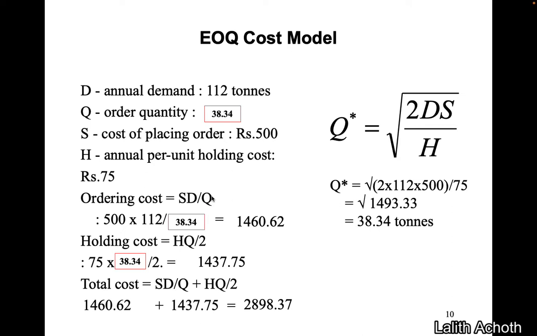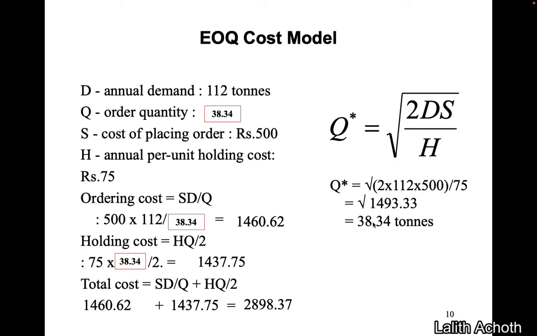Now let me do it for the second one. The holding cost will become 75 into 50, I'm just taking a hypothetical figure, divided by 2. So that gives me 1875. So 1875 plus 1120, which is the ordering cost, gives me a total cost of 2995. So any deviation from this economic order quantity will increase the cost.